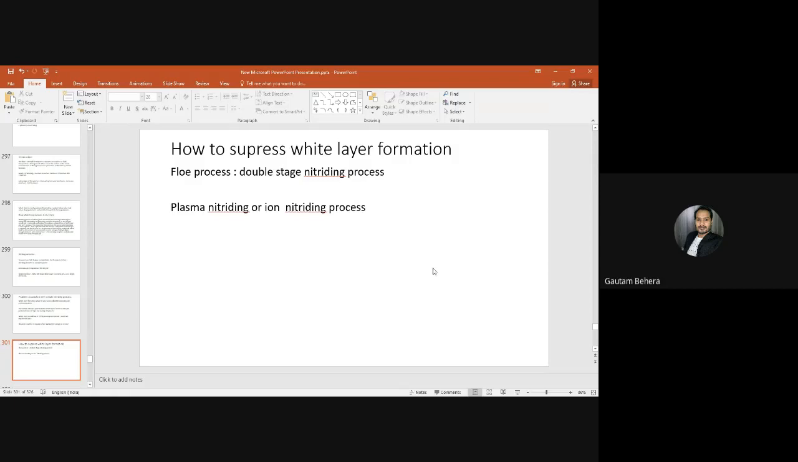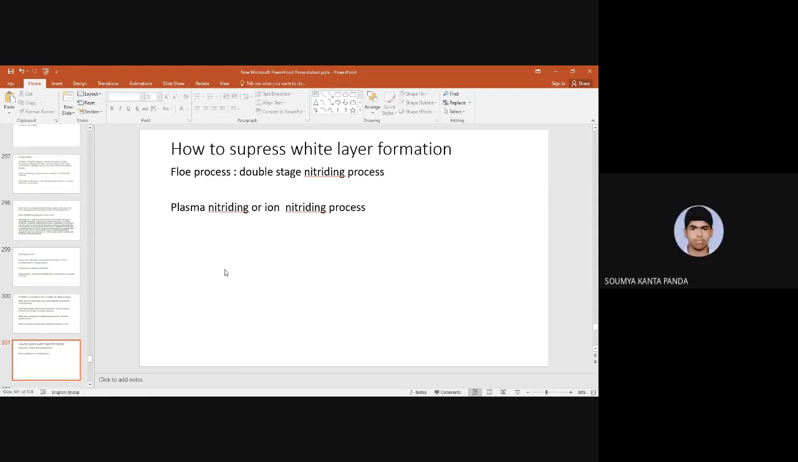Let me tell you one interesting point here. This white layer, which is iron nitride, is formed due to high nitrogen potential. So carefully we have to do nitriding at a low nitrogen potential. If the nitrogen potential can be controlled, we can control the formation of iron nitride, or this white layer formation can be suppressed.